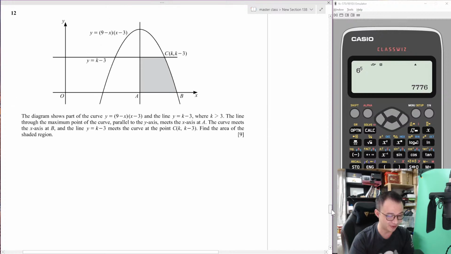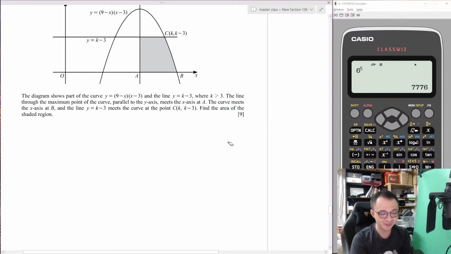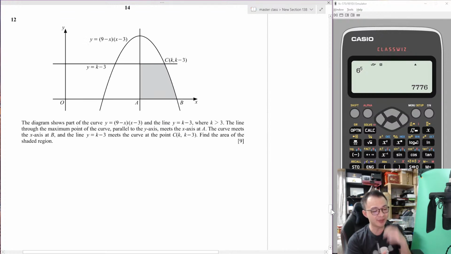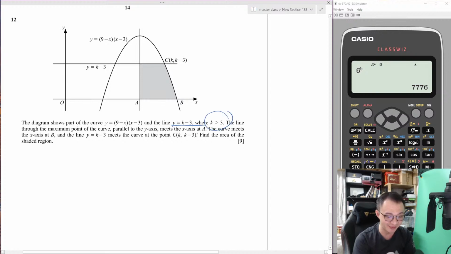Continue working. Alright, 9 marks. Okay, integration, find the area, I guess. Okay, in this diagram, you have some equation, and then they give you another straight line, and k must be bigger than 3. Okay, so the line passes through the maximum of the curve and is parallel. So I guess that means this line at the middle here.